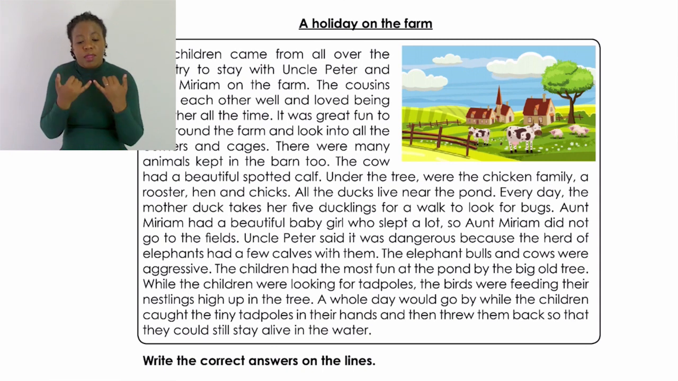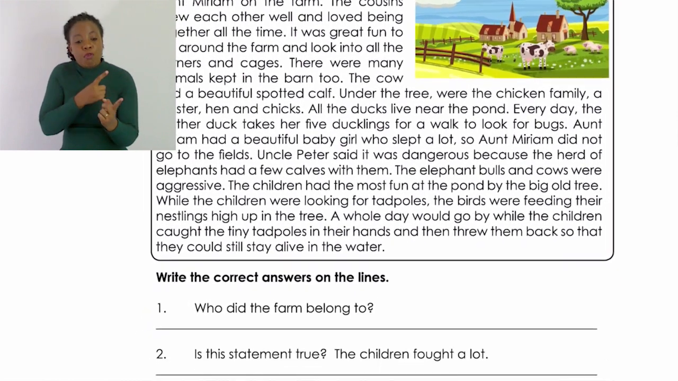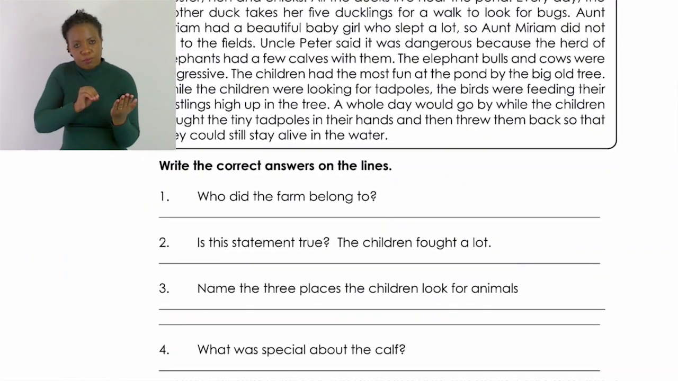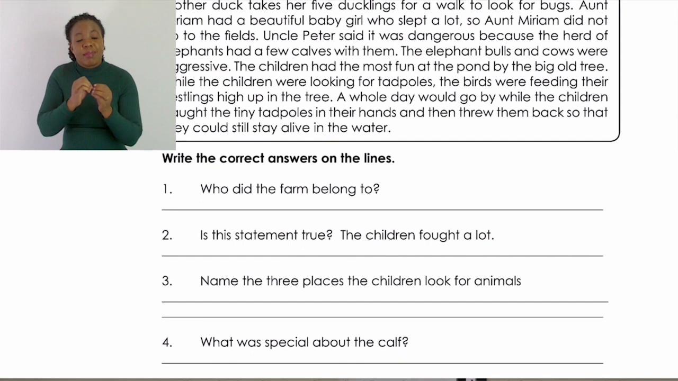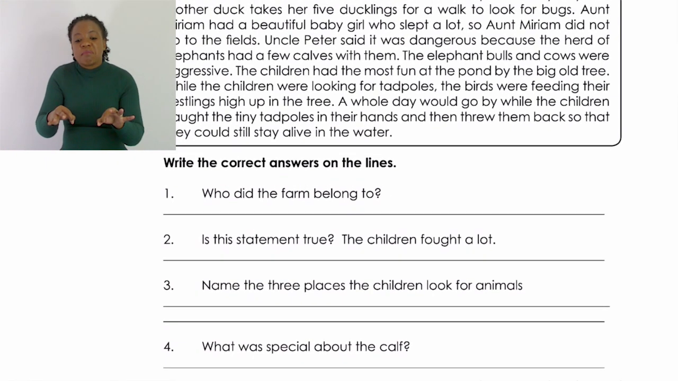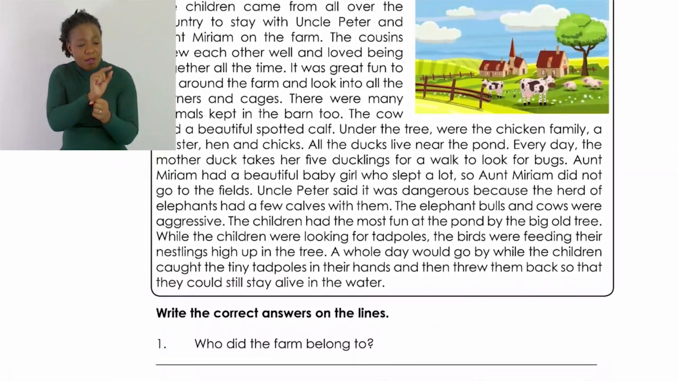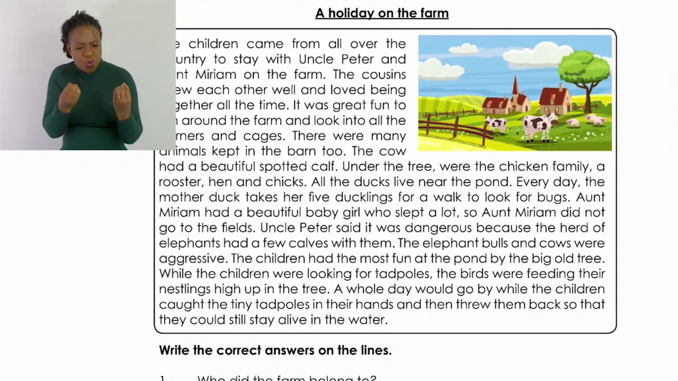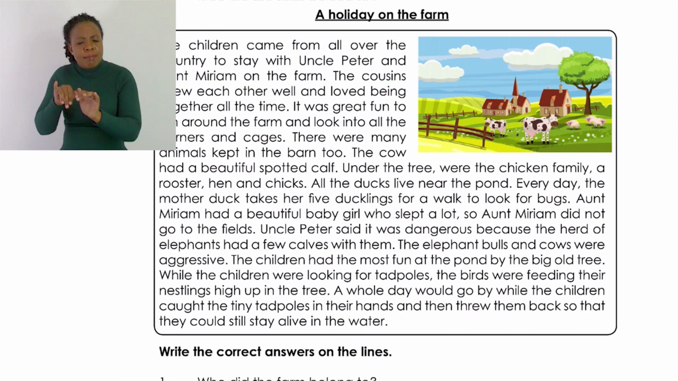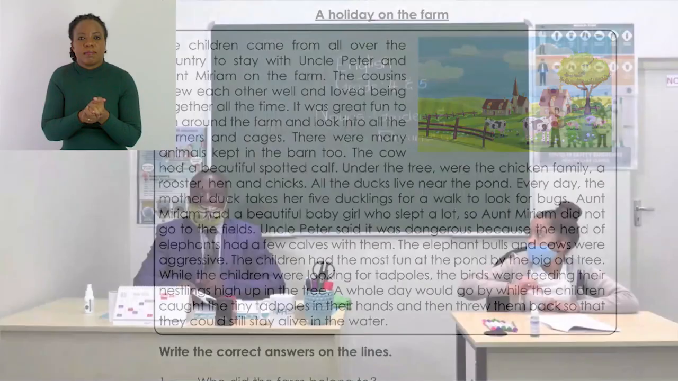So, your task is to read the questions again and go back to the comprehension. For example, number one is saying, who did the farm belong to? I will go back to my first lines, where it says the children came from all over the country to stay with Uncle Peter and Aunt Miriam. So that's how we look for the answers. Thank you so very much, boys and girls.